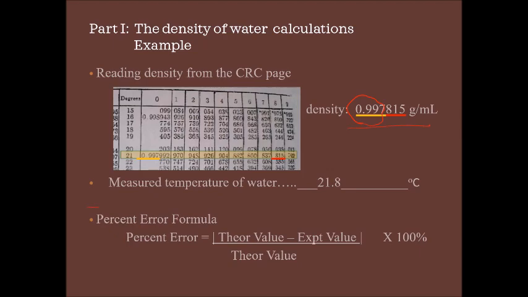Now this equation you need to memorize, okay, as well. It's percent error. And it's your theoretical value, or true value, which is what you got from your handbook, minus your experimental value. This is what you obtained when you did your experiment, divided by your theoretical value.